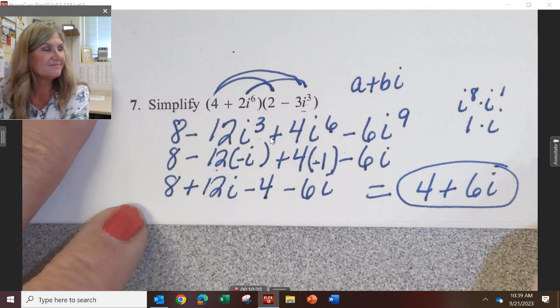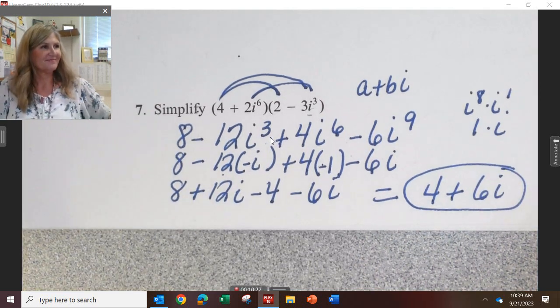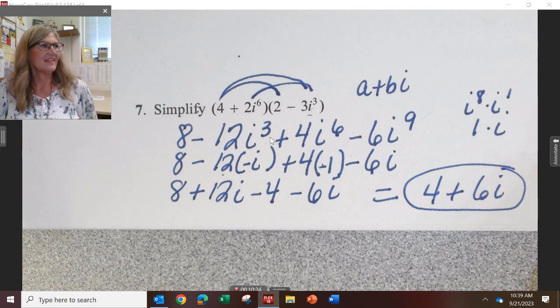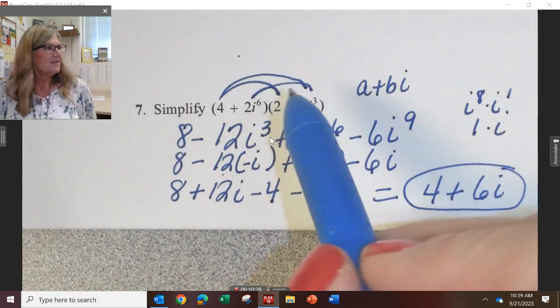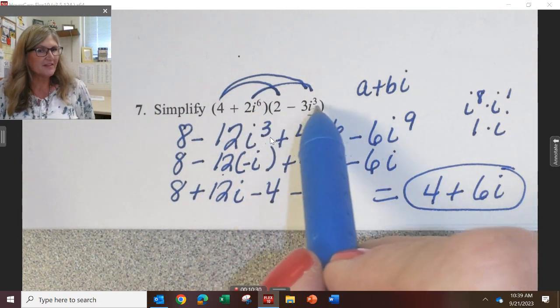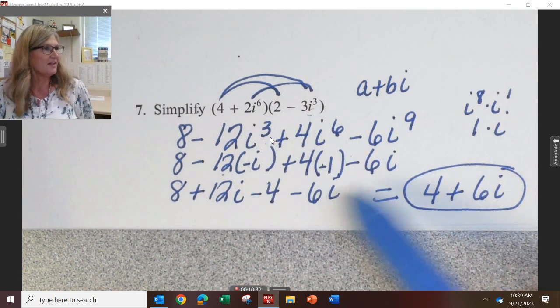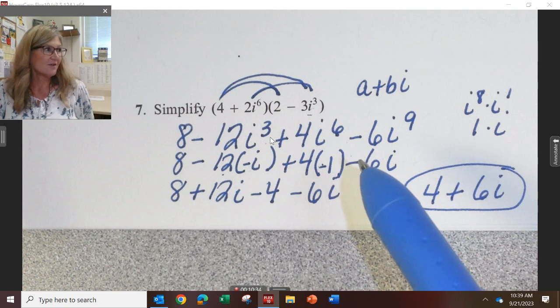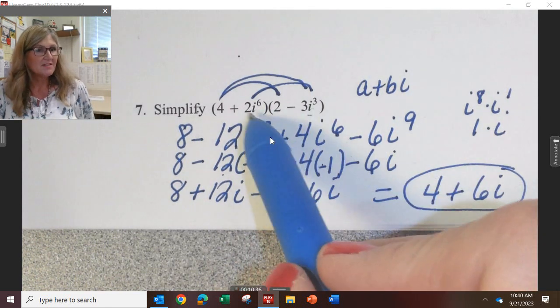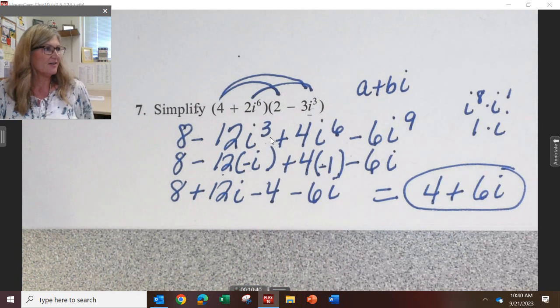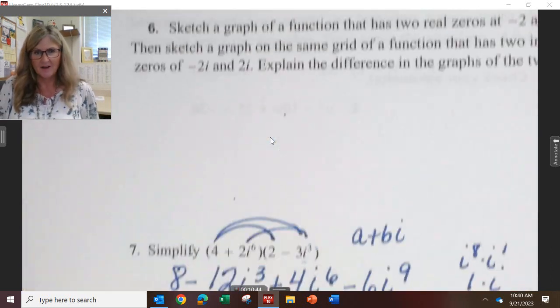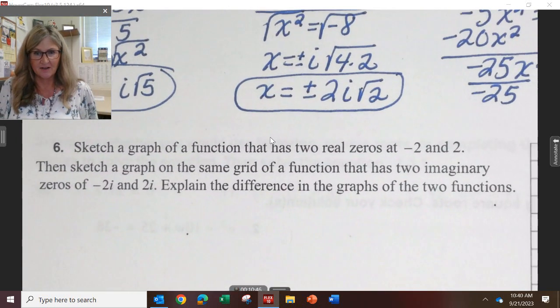Yes? Could you simplify the i exponents before FOIL? Very good. I was hoping that somebody would mention that. She's saying, why didn't we just simplify this at the beginning? Then we wouldn't have had to go through all that at the end. That's a great way to approach the problem. So at the beginning, simplify those two and then go. And you'll get the same answer.